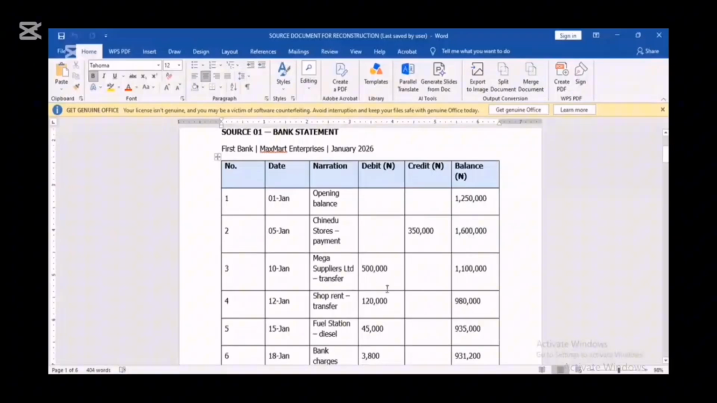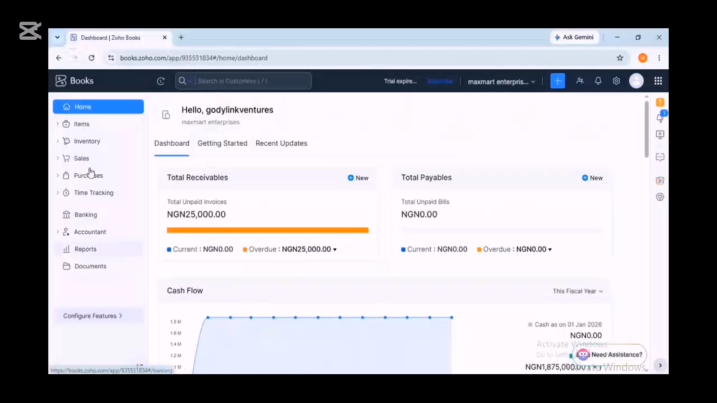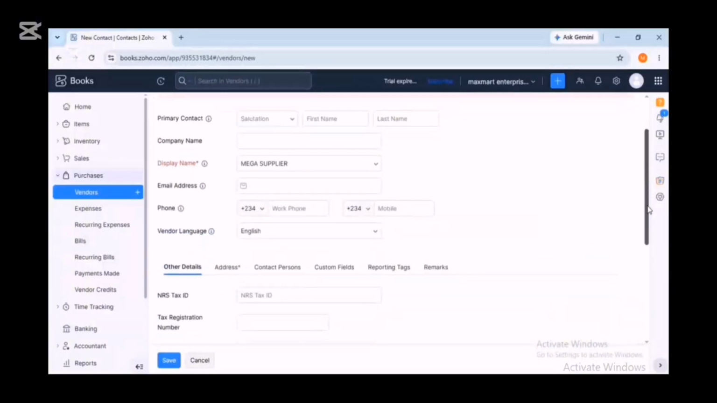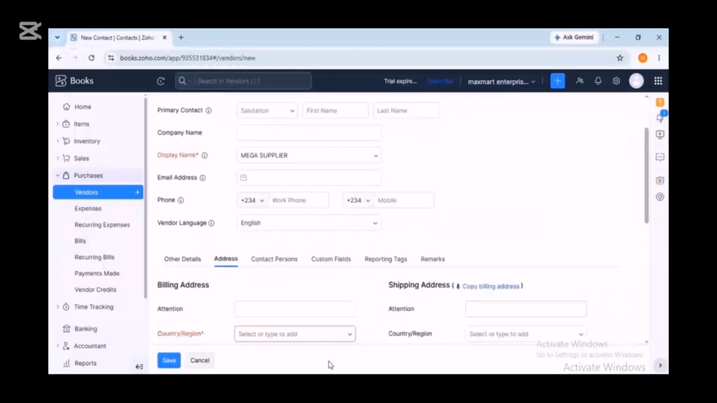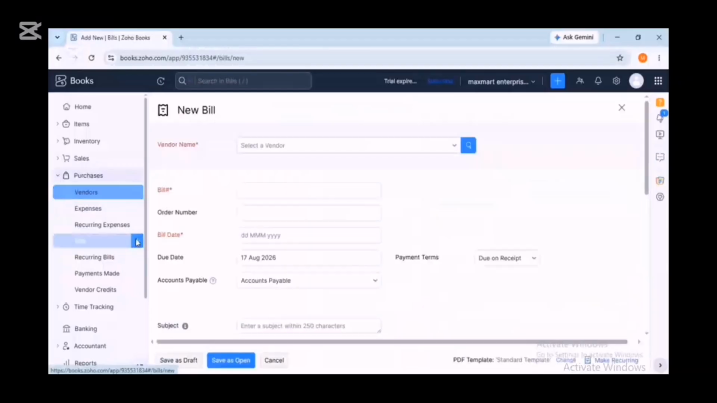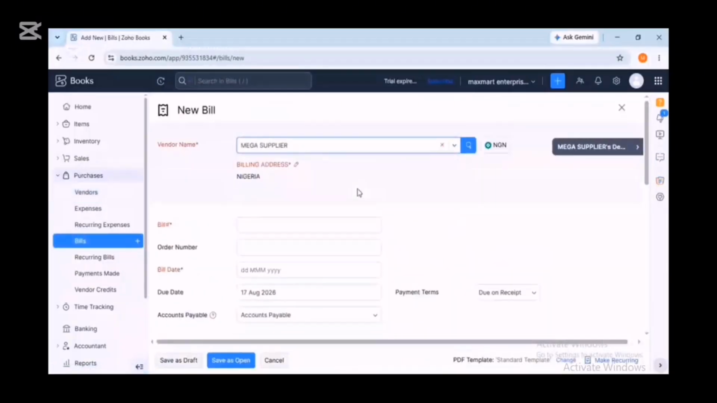So let's see the correspondence. This is a payment we made. So let's select vendor. Let's input the name. First of all, we have to establish the vendor, Mega Supply. Let's input his region and country, Nigeria, definitely. Let's save. Let's enter bills. First of all, you enter bills as the supplies before any payment.